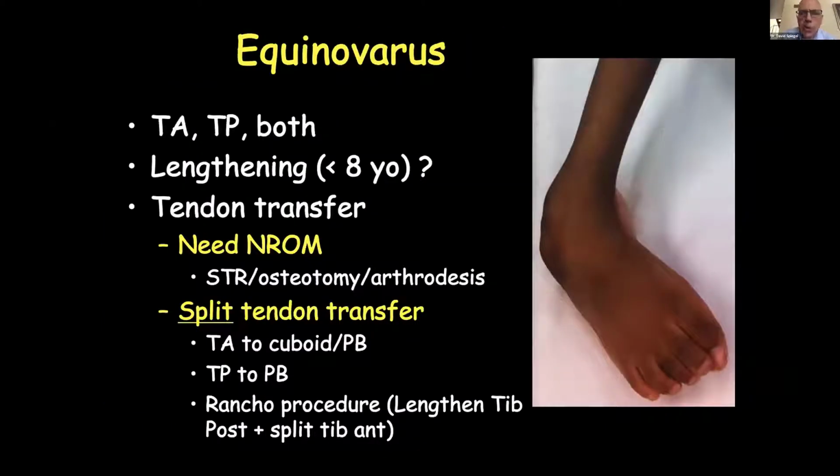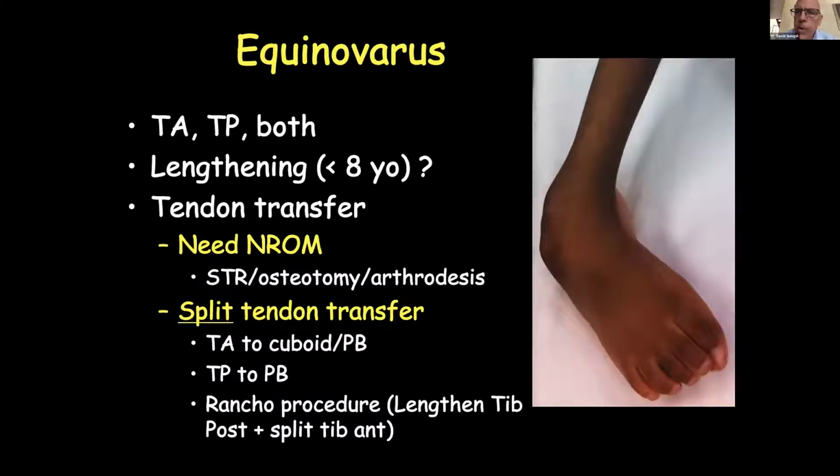So equinovarus deformity, the key principle is that about a third, the tibialis anterior is overactive, tib post a third, and then some patients have both overactive. In the younger patients, there's some literature to suggest doing a lengthening and not a split tendon transfer, given the risk of relapse. In the older patients, maybe older than 8 years of age, the tendon transfer is appropriate. It's a split tendon transfer.